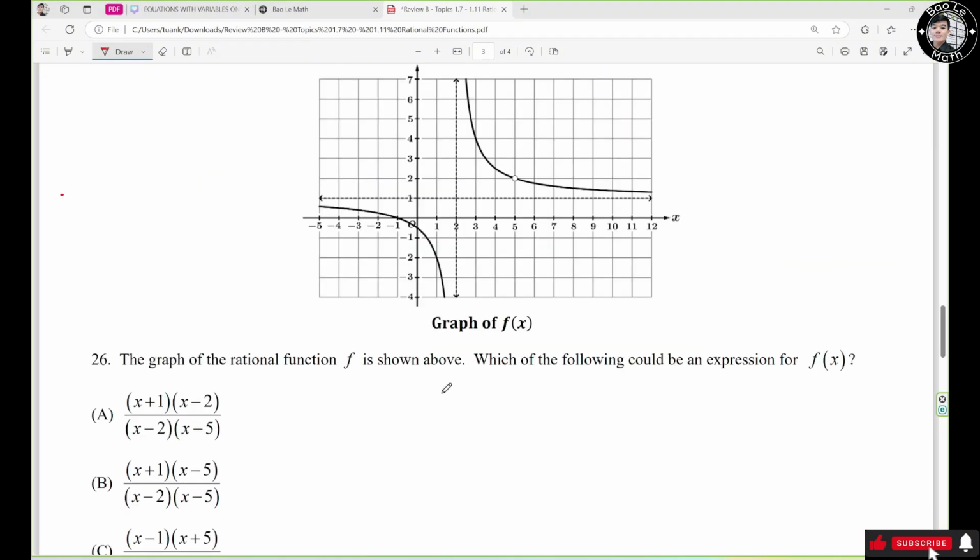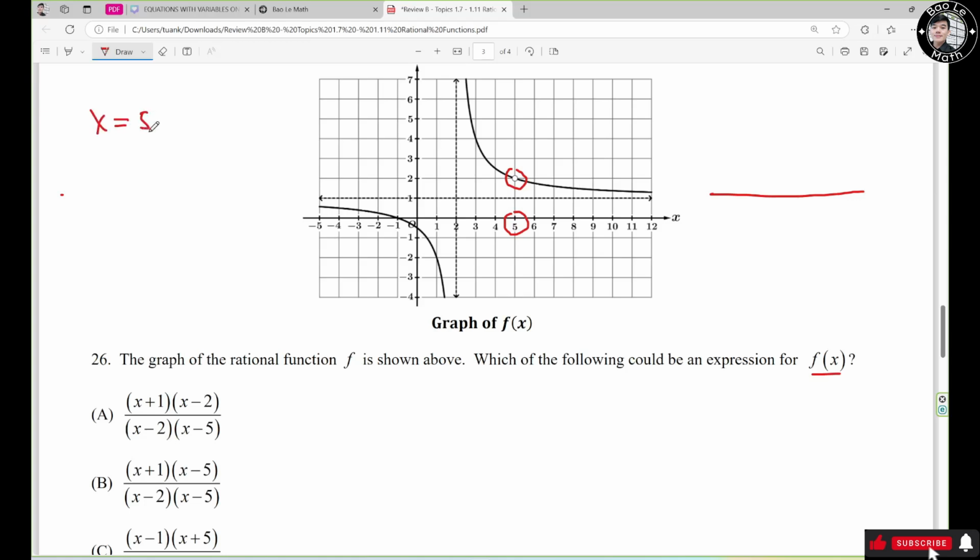Now let's move on to number 26. The graph of the rational function f is shown above. Which of the following could be an expression for f of s? Alright, so we look at this one, we see that there is a hole, right? So we need to write a fraction right here. A hole at s equals 5, right? So you see that s equals 5.